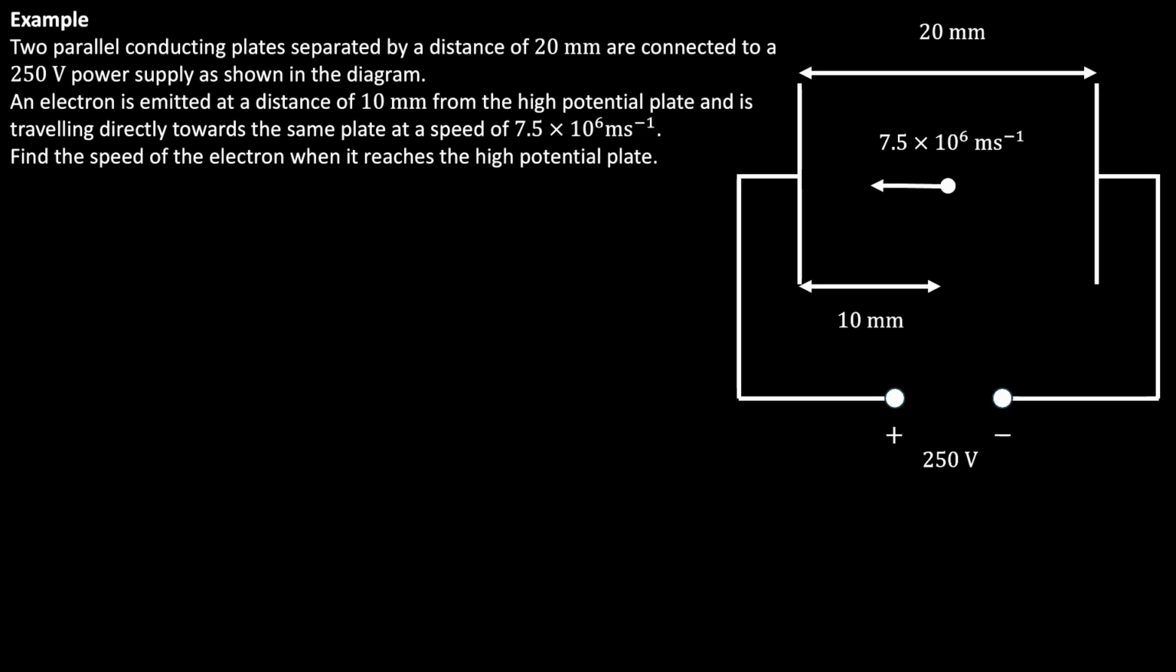Two parallel conducting plates separated by a distance of 20 mm are connected to a 250 volt power supply as shown in the diagram. An electron is emitted at a distance of 10 mm from the high potential plate and is traveling directly towards the same plate at a speed of 7.5 times 10 to the power of 6 meters per second. Find the speed of the electron when it reaches the high potential plate.